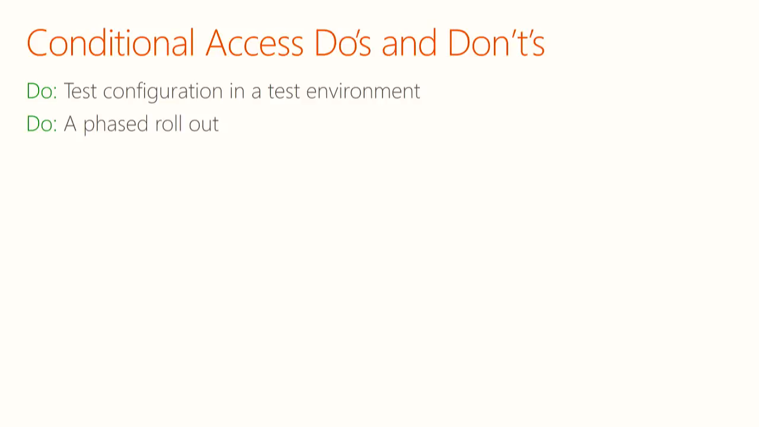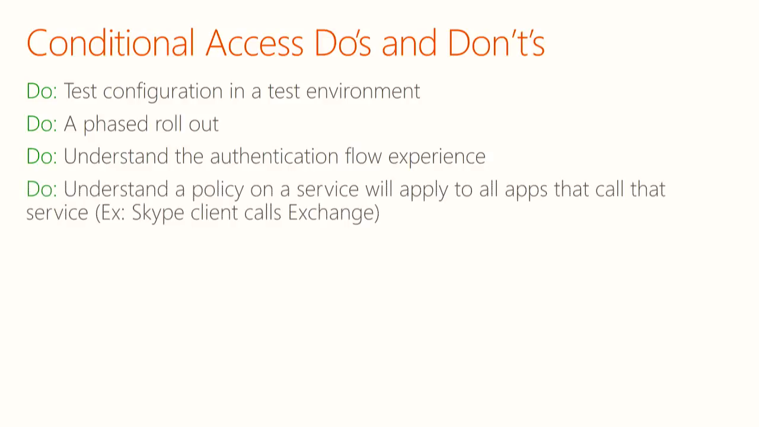Tri-phase rollout. All of our policies can be scoped to users, to device types, to applications, and we can roll them out in a controlled way rather than trying to apply it across the board. Understand the authentication flow experience. So it goes back to understanding the different applications, modern authentication and legacy authentication, ActiveSync, things like that. What's going to be impacted, what's not, and how do we communicate that to our users?